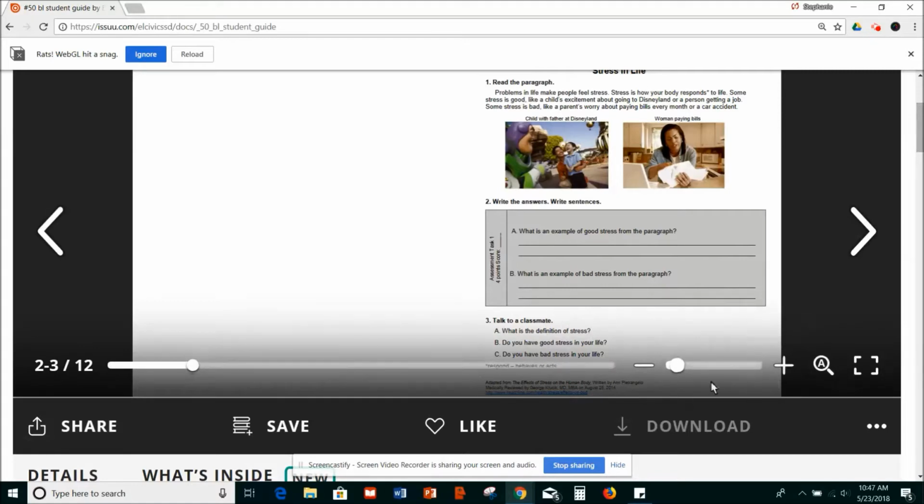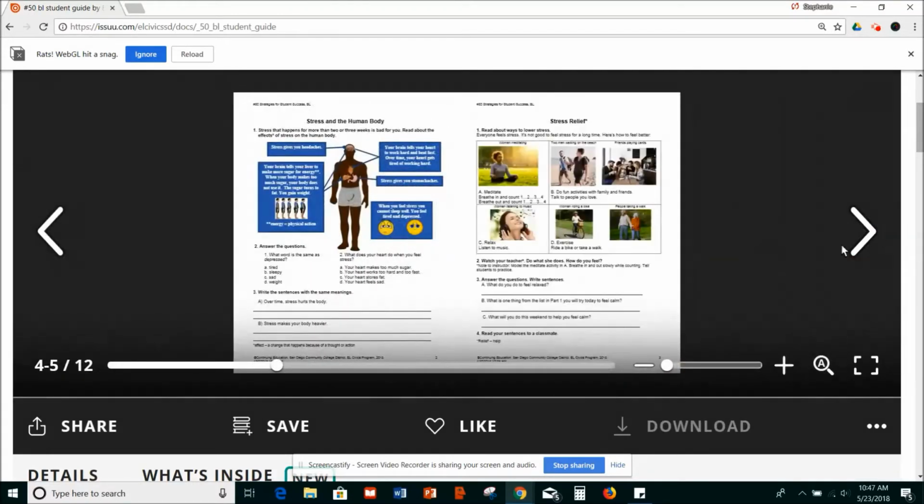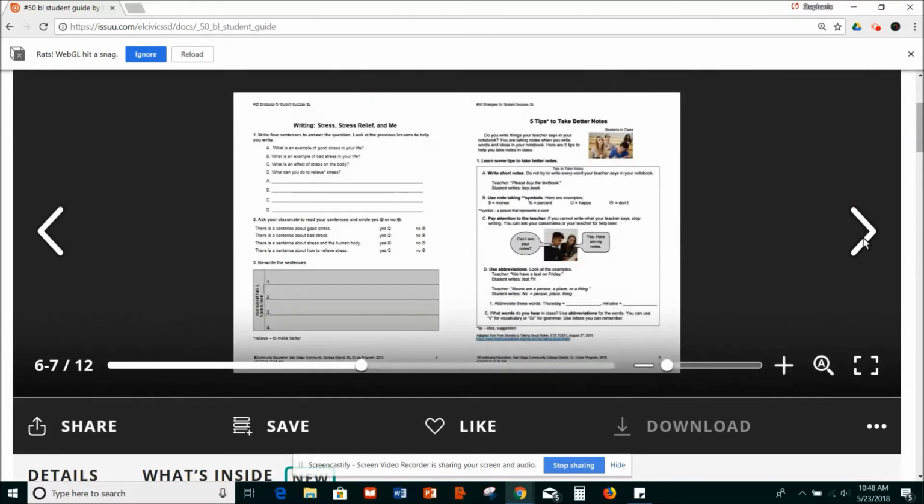This task is worth 4 points, 2 points per sentence. Pages 2 and 3 of the student guide introduce the effects of stress and stress relief strategies. These lessons will help students complete assessment task 2 on page 4 of the student guide.